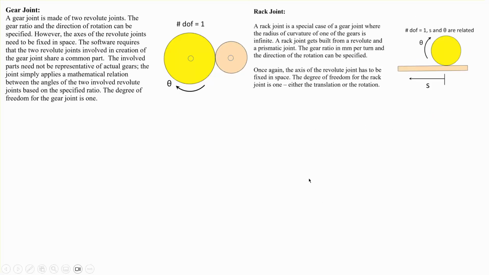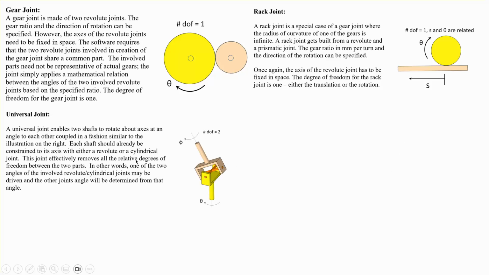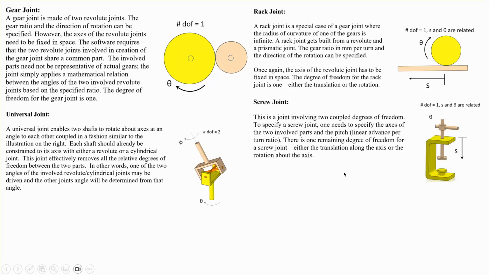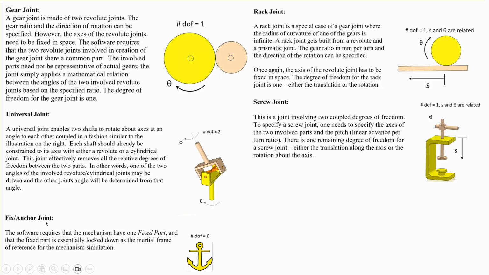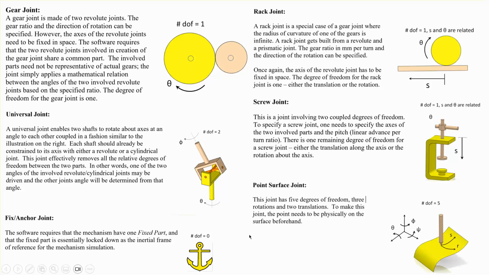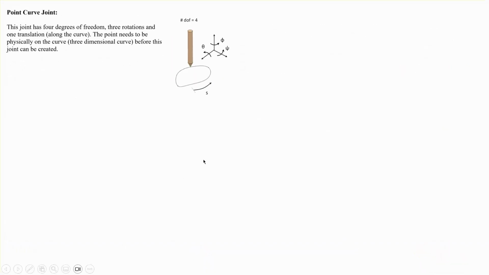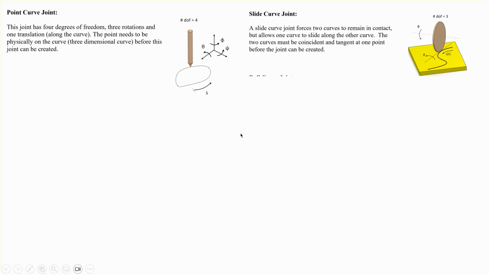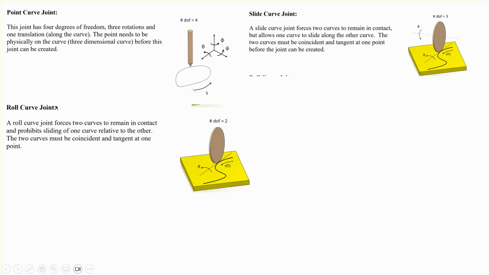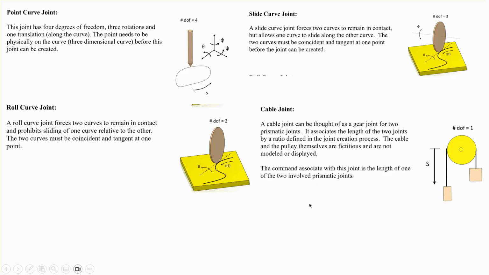We can do gear joints, rack joint, universal joint, screw joint. Of course, for a mechanism you have to fix everything, so there is an anchor joint and a point surface joint, point curve joint. All of these joints are going to be done in different stages of this playlist slash book. Slide curve joint, roll curve joint, and a cable joint.